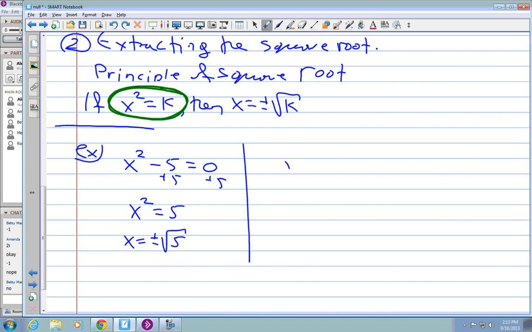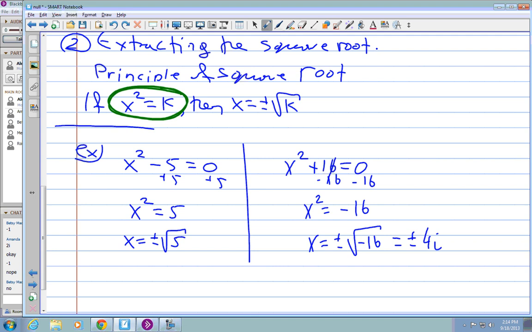If I have something like this, x squared plus 16 equals 0. How would we go about solving that? Yeah, subtract 16 from both sides. x squared equals negative 16. So x equals plus or minus square root of negative 16. Yeah, so this is plus or minus 4i. Right? Both of them work. If you take 4i, you square that, you'll get negative 16. If you take negative 4i, you square that, you still get negative 16. Is that good?